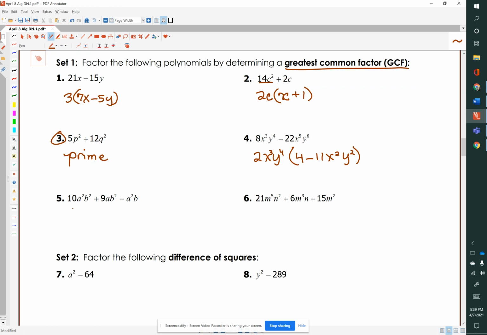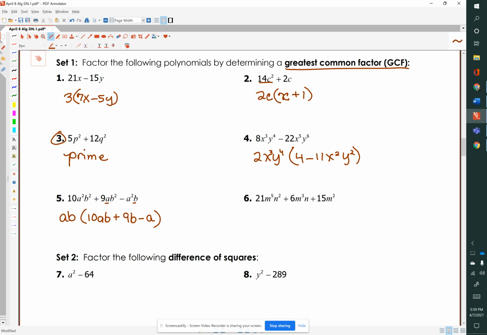Number 5, we have 10a squared b squared plus 9ab squared minus a squared b. So there is no coefficient that we can factor out, but we can factor out 1a and 1b. That's the smallest exponent is the exponent of 1. So we'll factor out ab, which gives us 10ab plus 9b. Okay, we still have 1b there. And then minus, the b is factored out, 1a is factored out, 1 is left. And that's the final answer.